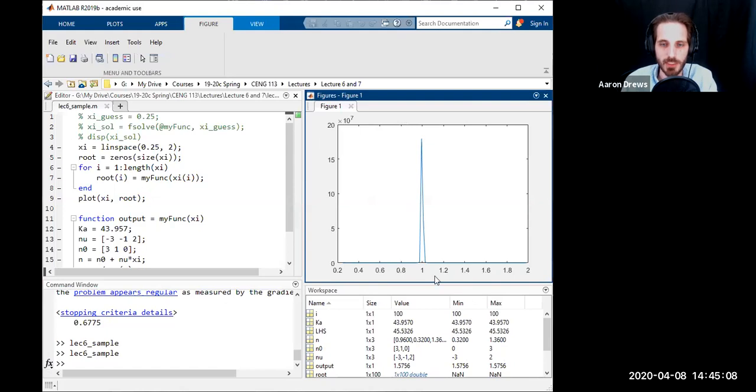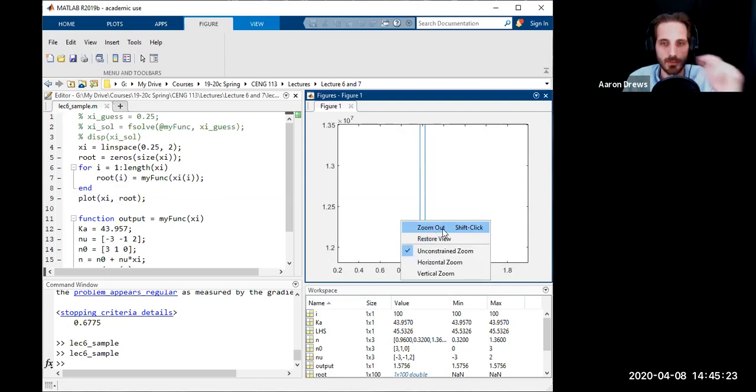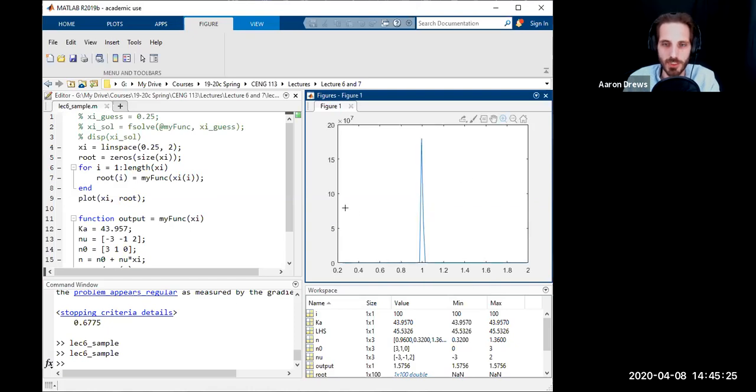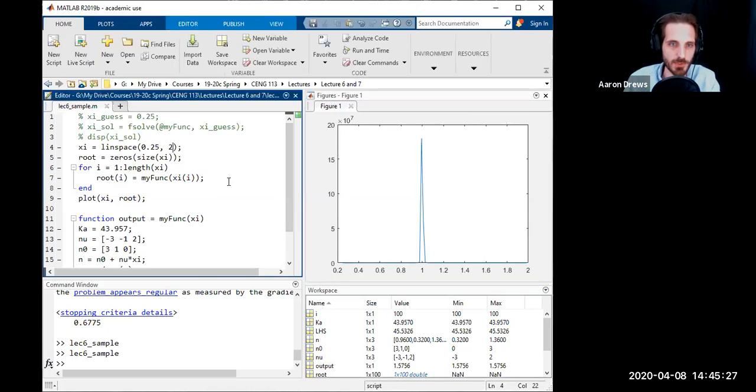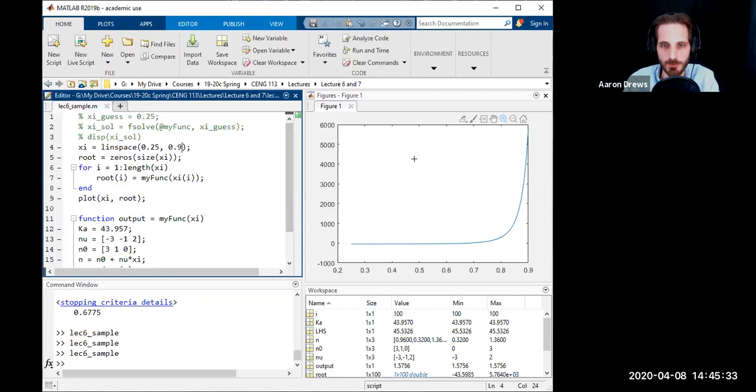So here's my plot. Evidently, something goes wrong around 1, so there's a singularity, a divide by 0 happening in there. So I'm just going to zoom in on the lower side. Actually, let's just cut it and say, let's only go up to 0.9. There we go.